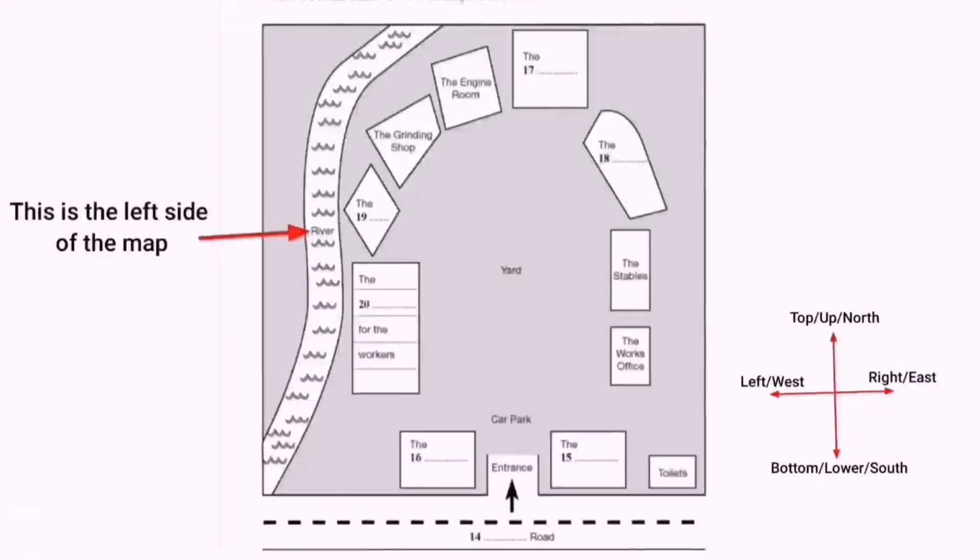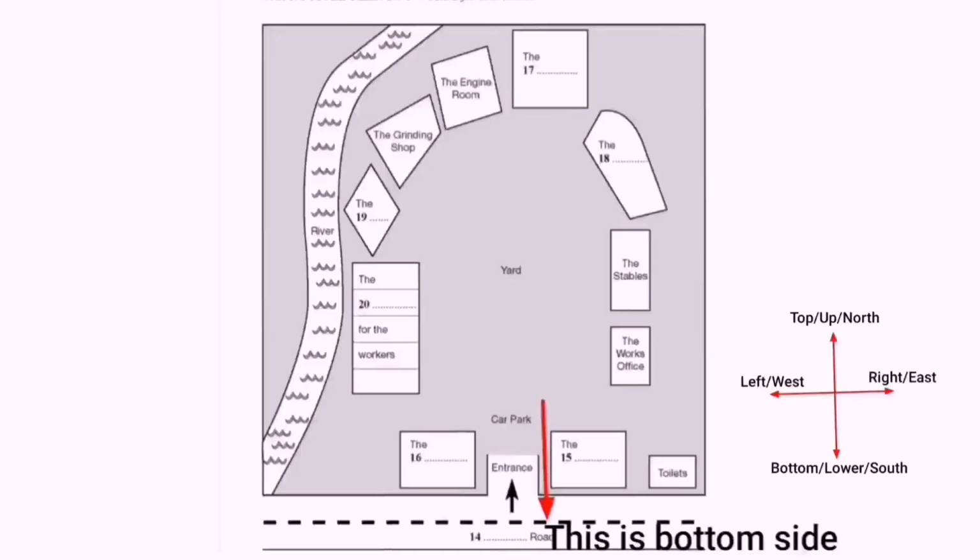The woman is saying that I have already pointed out the river, which is on the left. And you can see that the river is on the left side, which is already mentioned in the map. And of course, running along the bottom is Woodside Road. At the bottom of the map, you can see question number 14, blank and road is written. So the answer of question number 14 is Woodside Road.